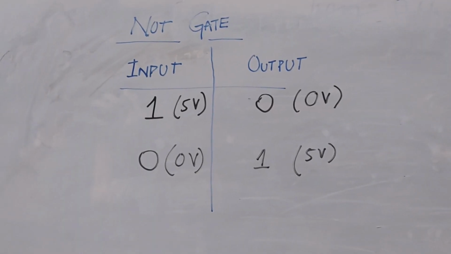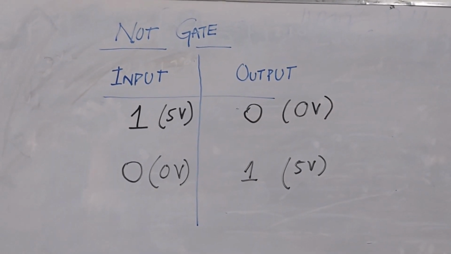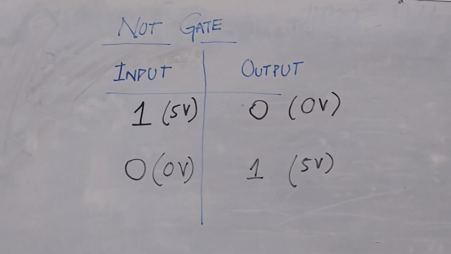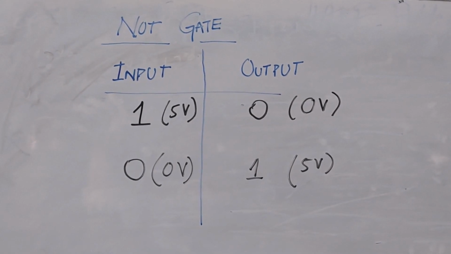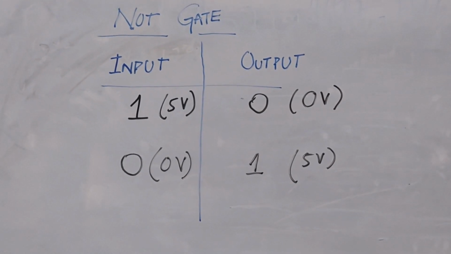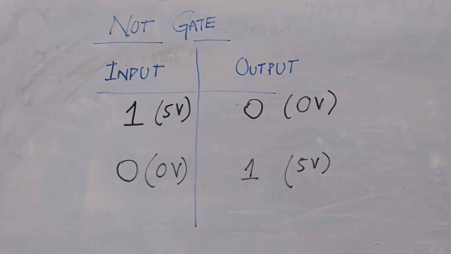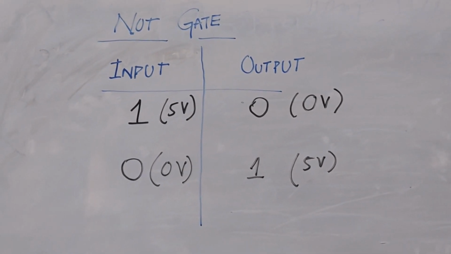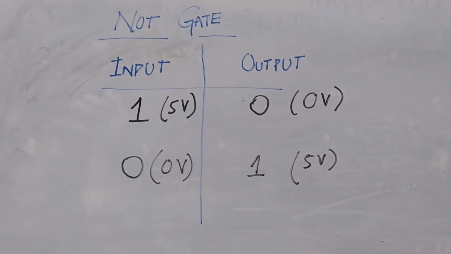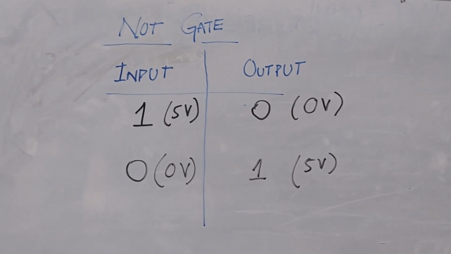For a very simple NOT gate, the inputs and outputs applied to it are given here. If the input is 1, meaning 5 volts, the output from it will be 0. In our gates here, 0 means 0 volts. Similarly, if the input is 0, meaning 0 volts, the output will be 1, and that is basically the common characteristic of the inverter or NOT gate. This is the truth table of a NOT gate which we are going to implement over the hardware, and we will see how this functionality is performed by a simple logic gate called a NOT gate.